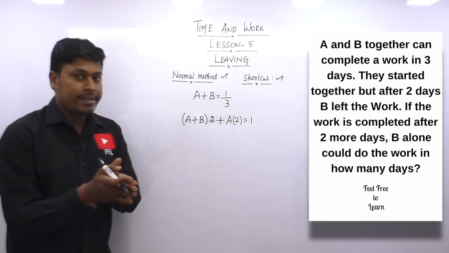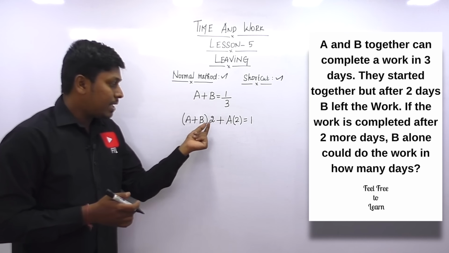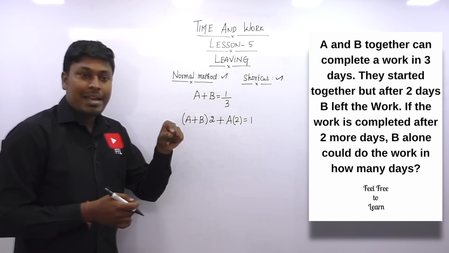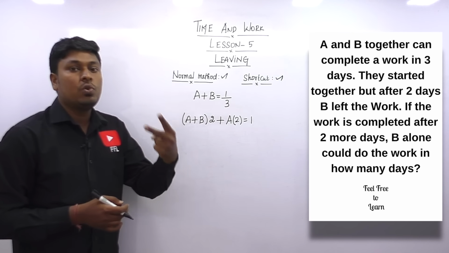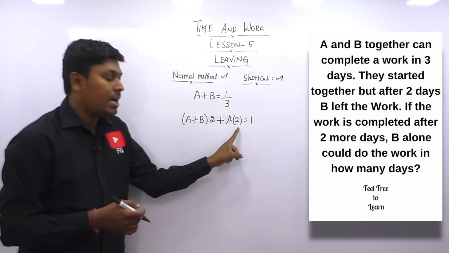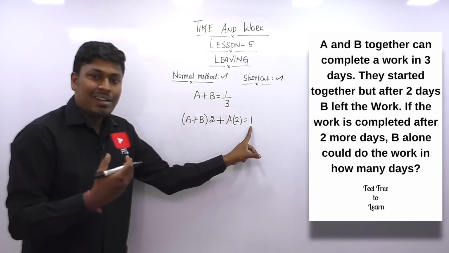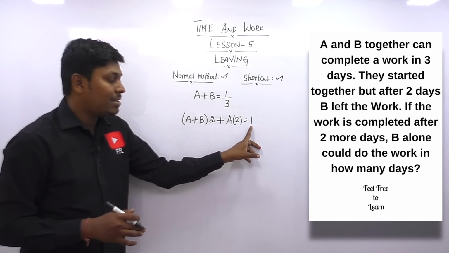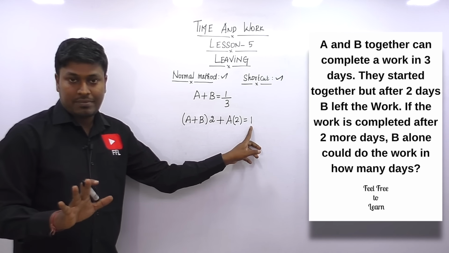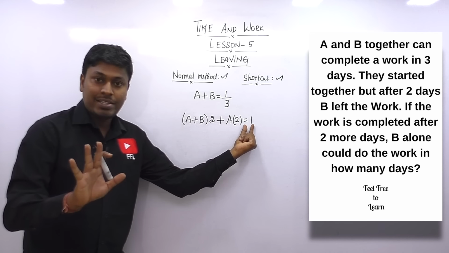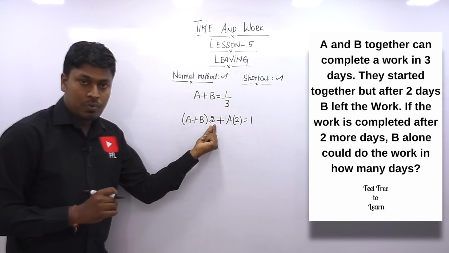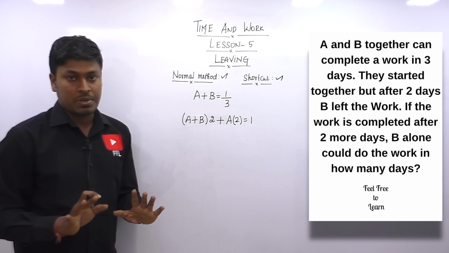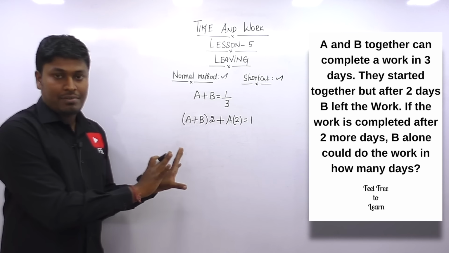Listen here, I can teach you again. A and B are working for the first 2 days. Then B left the job. And the remaining work was completed by A in 2 more days. That means A worked for another 2 days, equal to 1, which denotes the whole job. For one job, I am assuming that is equal to 1. Simple logic, friends. For doing this job, A and B work for 2 days, then B left, and A alone worked for another 2 days to complete the job. Done, right? You are clear on the concept.